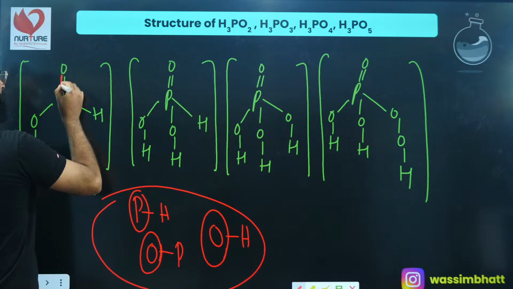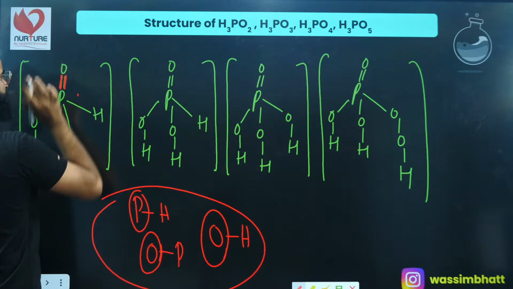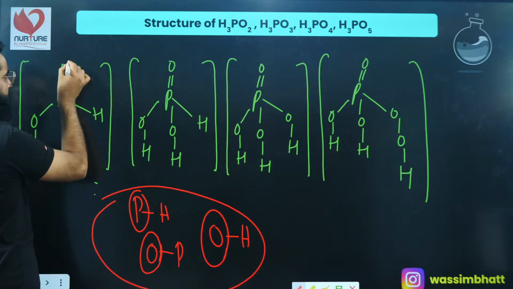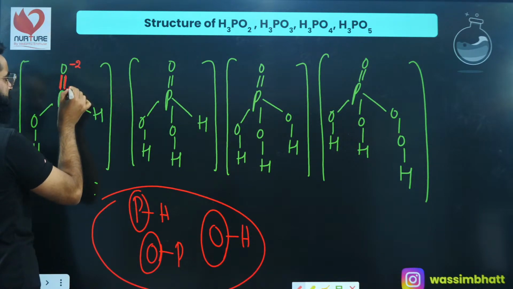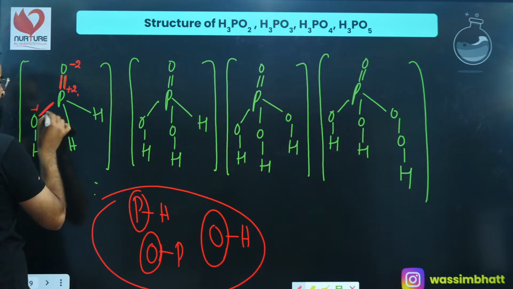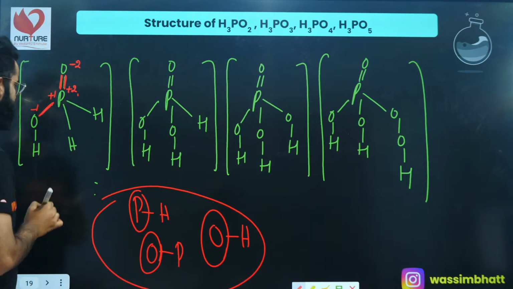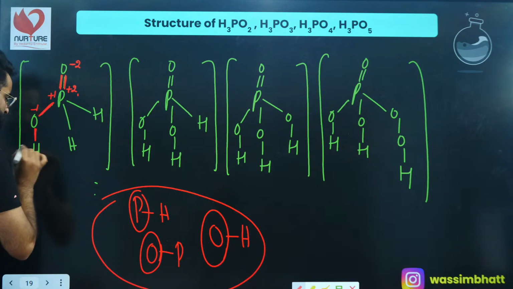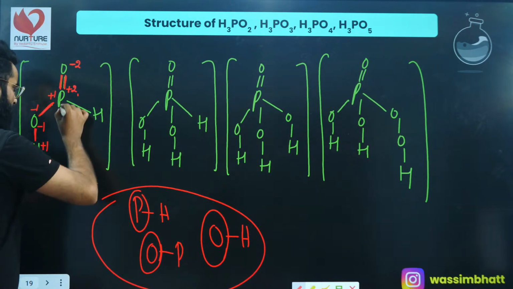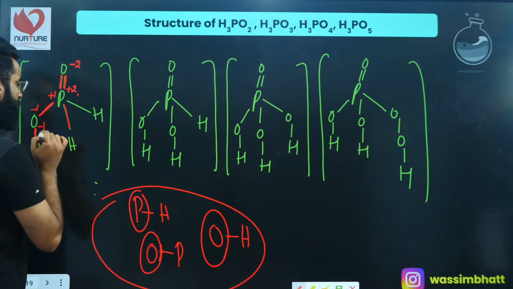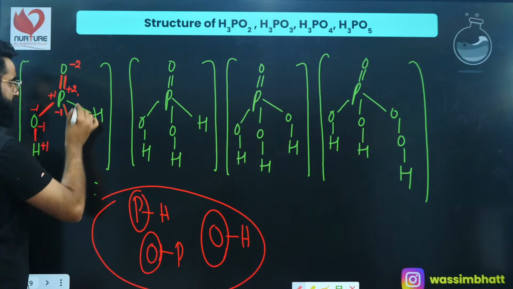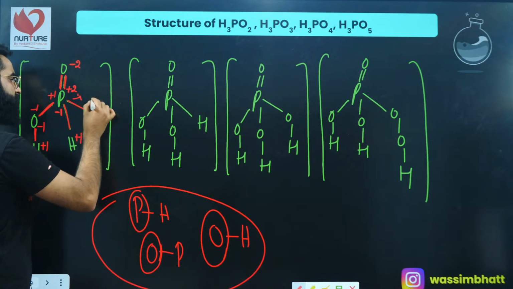This is P double bond O. Oxygen being more electronegative, it will attract both the bonded pair of electrons towards itself, due to which it will have -2. This is going to have +2. Phosphorus and oxygen, single bond. So this is -1, this will be +1. What about this bond? Oxygen and hydrogen. Again, oxygen will have -1, hydrogen will have +1. Phosphorus and hydrogen. Phosphorus is more electronegative than hydrogen. So phosphorus, due to this bond, will have -1. Hydrogen will have +1.